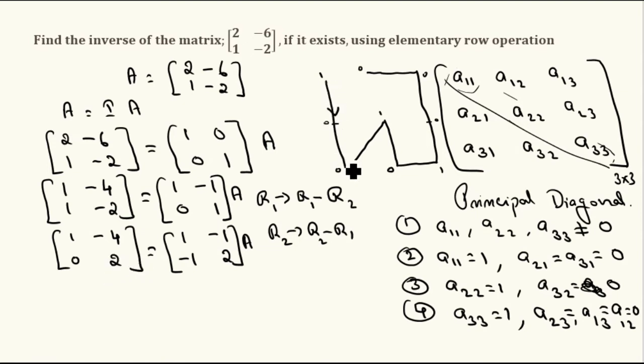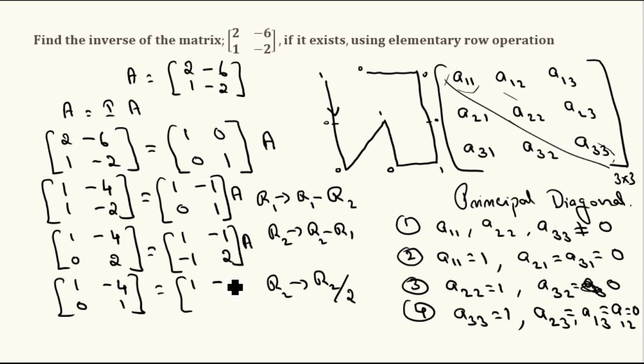Now second is this element. So 1, then 0, then we have to make 1. So here it is 2 coming. So this 2 we have to make as 1. So immediately we can take what? We have to divide by 2. So R2 equal to R2 by 2. See that 1 minus 4, 0, 1, divided by 2. So 1 minus 1, minus 1 by 2, 1. Okay.